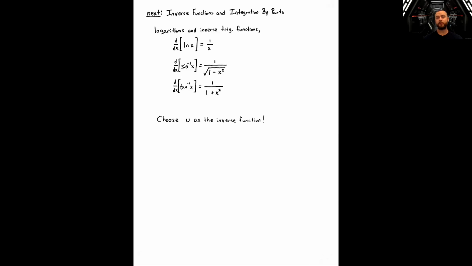Okay, so what we're summarizing here is how we're going to choose u. We'll advocate choosing u as the inverse function. Typically, that leaves dv as just the differential dx, which is fine. If dv equals dx, v is just x.